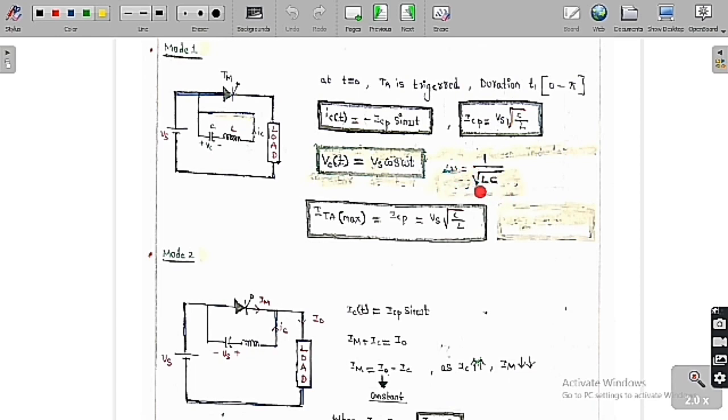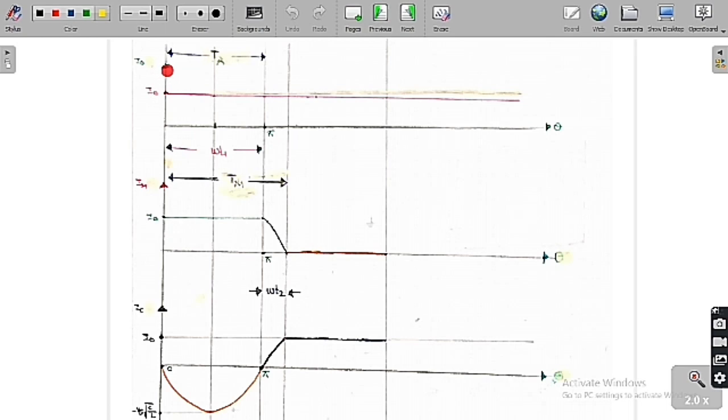All these things we have already discussed. So omega is equal to 1 by under root of LC. So we can see clearly the capacitor has a voltage of Vs cos omega t. IC of t is equal to minus ICP into sine omega t, whereas Vc of t is equal to Vs into cos omega t, where omega is 1 by under root of LC. Based on this, we are going to do the analysis of this circuit. I have already told you, I have assumed that the load current is always constant with respect to time.